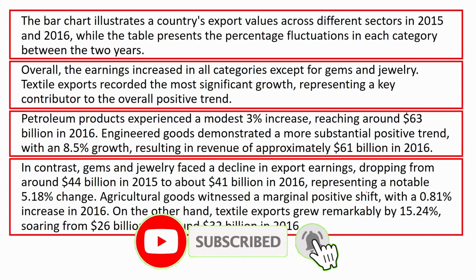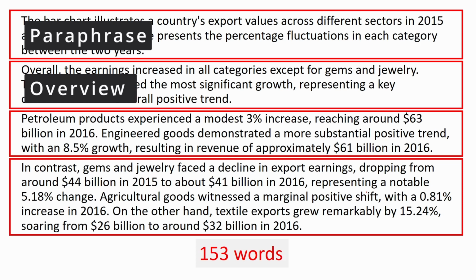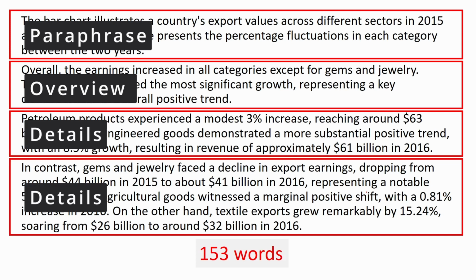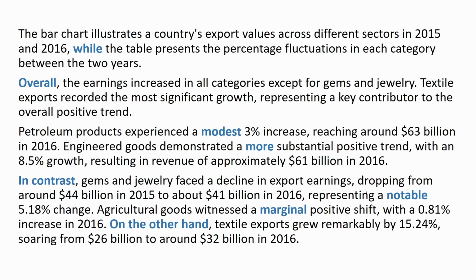So I wrote 153 words for this essay, and I organized it in 4 paragraphs. First, I paraphrased the statement in my first paragraph. Then I wrote my overview in the second one without mentioning any numbers or details. And in the last two paragraphs, I described the changes. In this slide, you can find some of the words that I used to describe the changes, like increased, declined, experienced, witnessed, and so on. And in the last slide, you will find some of the linking words and the language of compare and contrast.